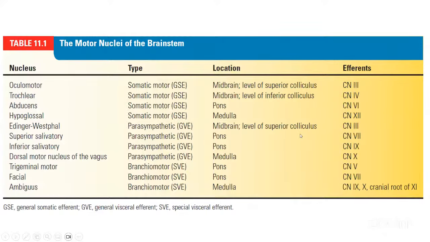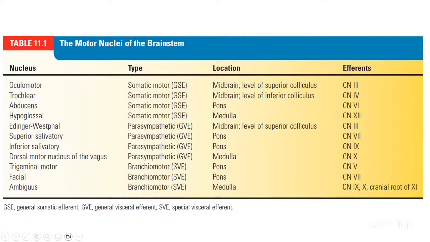So what are the motor nuclei of the brainstem? We have the oculomotor nerve, which is a general somatic efferent, present at the midbrain level of the superior colliculus. The trochlear nerve is present at the level of the inferior colliculus in the midbrain. This is also general somatic efferent. The abducent, sixth cranial nerve, is also general somatic efferent, present in the pons. Next, the hypoglossal. This is general somatic efferent, somatic motor. It's present in the medulla, and it's the 12th cranial nerve.